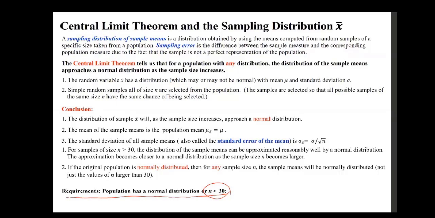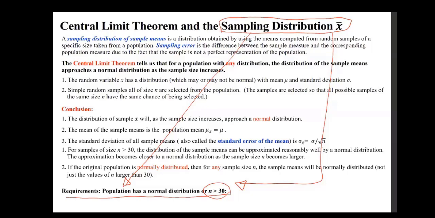The sampling distribution of X bar is normally distributed if the population has a normal distribution, or we use n larger than 30. So I want to repeat that because I can't emphasize this enough. If we know the population is normally distributed, the sampling distribution of X bar for any sample size, we consider normally distributed. End of this thing.